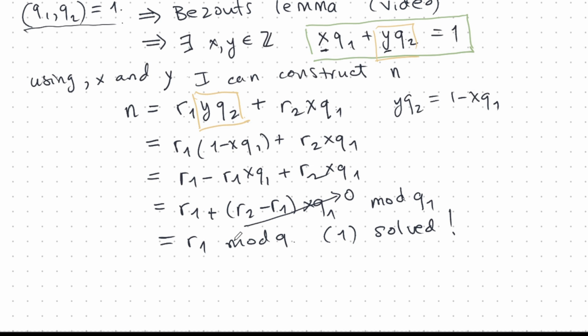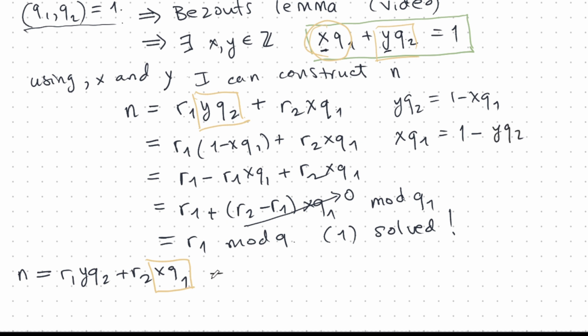So you can already guess that the next one is going to be very similar. Okay, I write the same thing here, but now I can, let's see, I can get rid of this XQ1 because I have it here. Yes, so I can use this XQ1 is 1 minus YQ2.